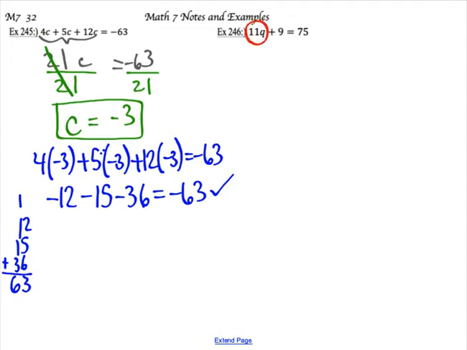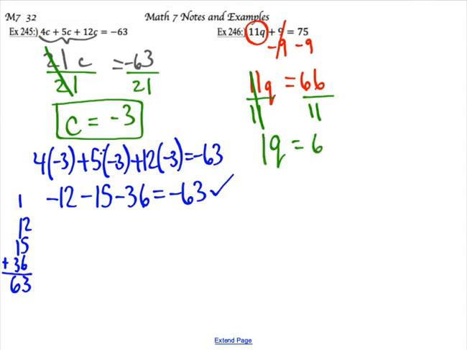We need to isolate the variable term. We need to get rid of the plus 9, so we're going to subtract 9 from both sides. And 75 minus 9 is 66, and that equals 11q. Next step, we're going to make the coefficient of the variable term equal to 1. Divide both sides by 11. We get q equals 66 divided by 11, which is just 6. So q equals 6 is our answer.